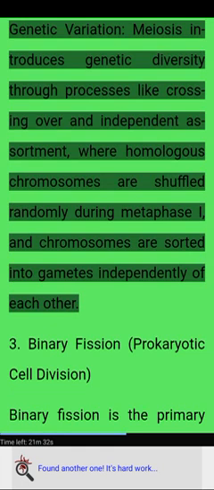Genetic variation. Meiosis introduces genetic diversity through processes like crossing over and independent assortment, where homologous chromosomes are shuffled randomly during metaphase I, and chromosomes are sorted into gametes independently of each other.